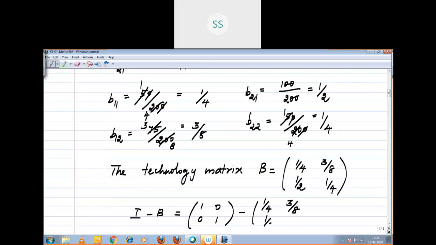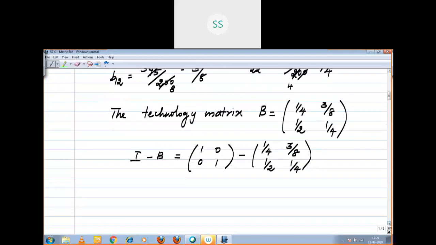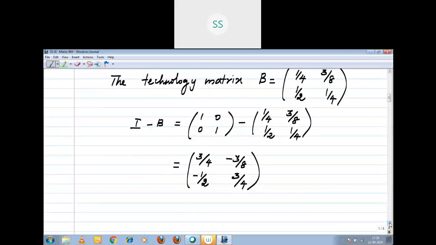You have to check whether the main diagonal elements are positive or not. 1 minus 1 by 4, 1 minus 1 by 4, what can you get? 3 by 4, minus 3 by 8, minus 1 by 2, 1 minus 1 by 4, 3 by 4. So the main diagonal elements are positive.